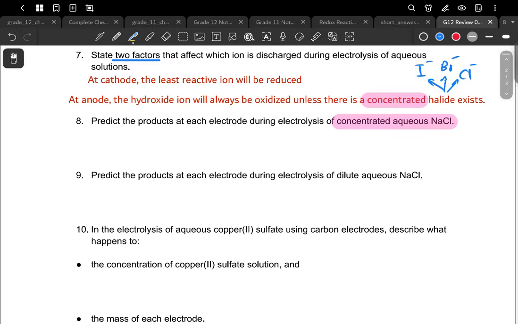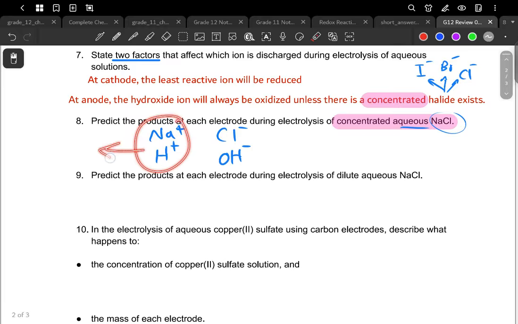The eighth question says predict the products at each electrode during electrolysis of concentrated aqueous sodium chloride. Whenever you have an aqueous solution, you need to know that the positive ion of the compound and the negative ion of the compound exist, and the hydrogen ion of water exists as well, and the hydroxide ion of water. Both of the positive ions will move to the cathode, and both of the negative ions will move to the anode.